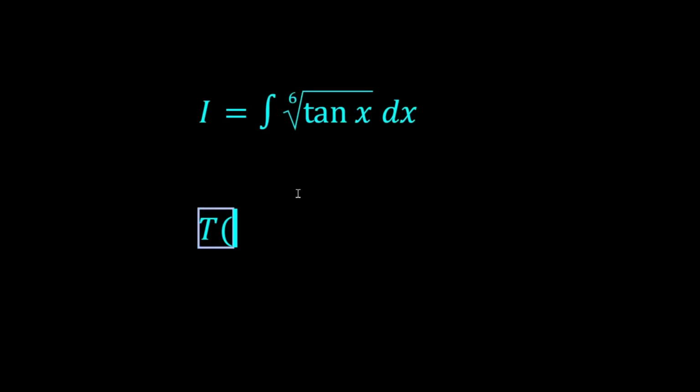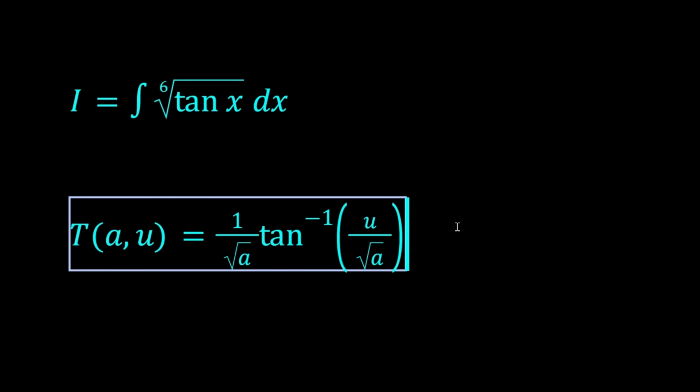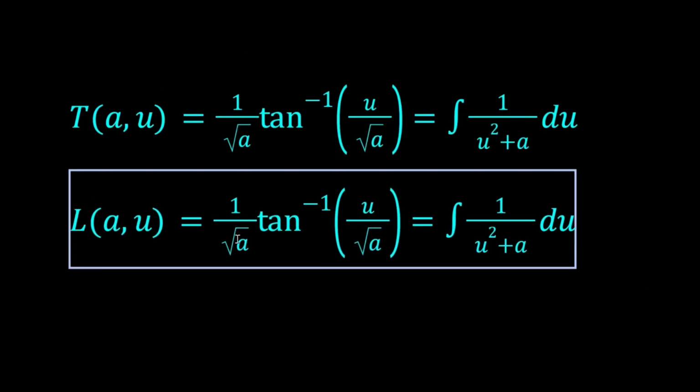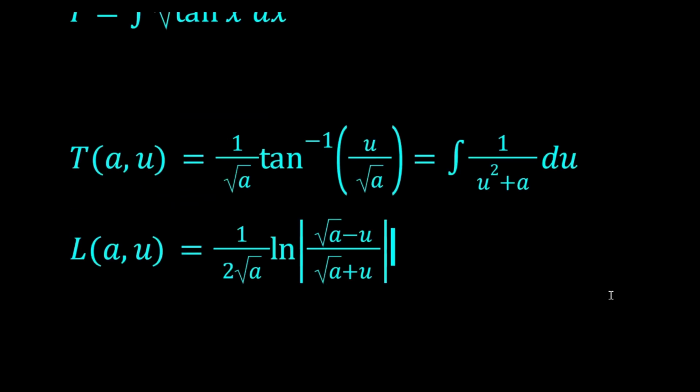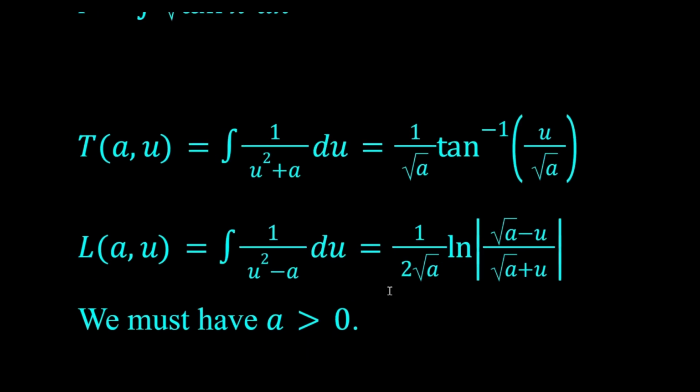Well, firstly, I'm going to define some useful functions just for clarity, okay? These aren't anything crazy, it's just because they come up a lot in this integral. So we'll define the t function as this thing. It takes in two inputs, by the way. And we'll define the L function as this other integral sort of thing. It's the integral of 1 on u squared minus a. These come up way too much in this integral, so I'm just going to define them here so I can use them. Also, a is positive for these two functions.